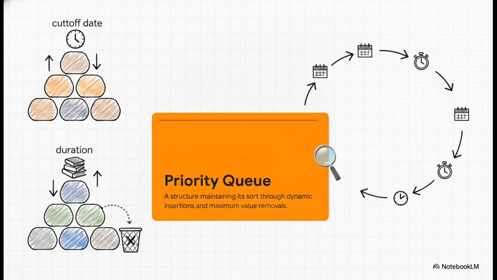Naturally, you want to iterate through time by sorting the courses by their cutoff date. But if you run out of time and suddenly need to backtrack to free up some space, you want to remove the course that ate up the most duration. So you need to sort by cutoff to process them, but sort by duration to remove them. This right here is exactly where a priority queue shines.